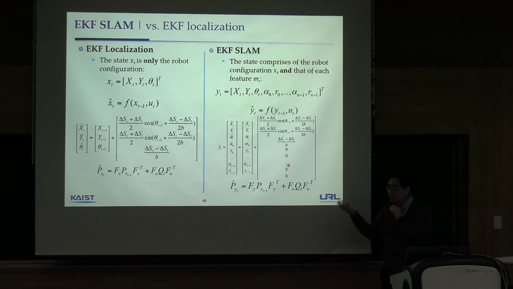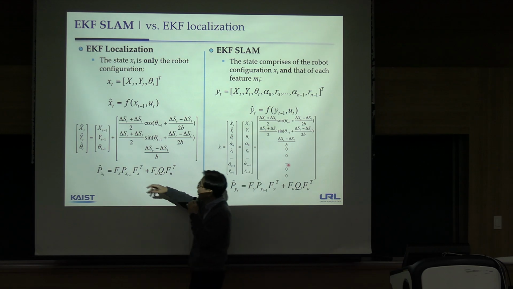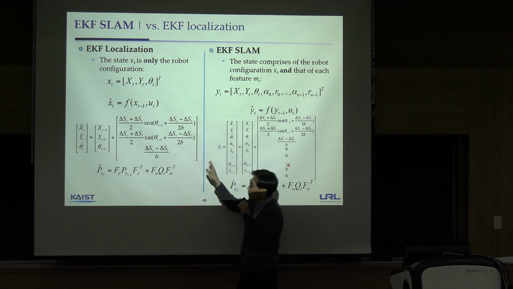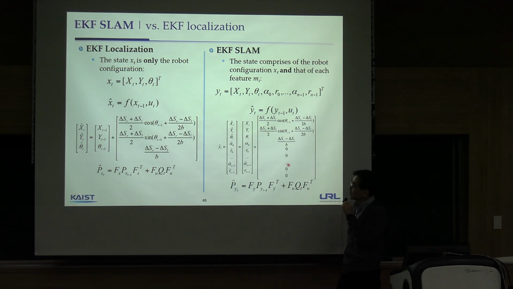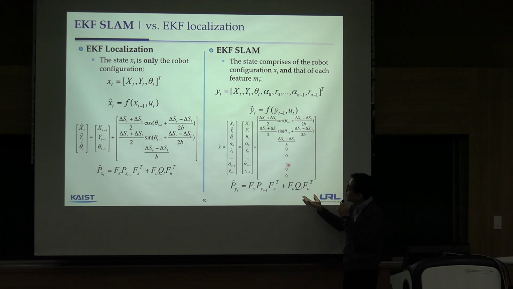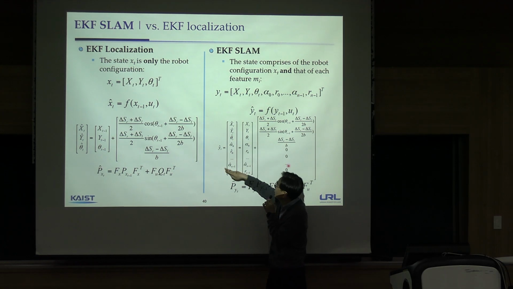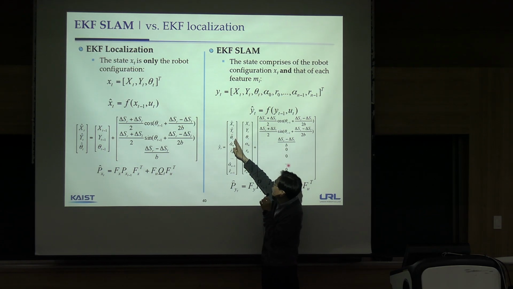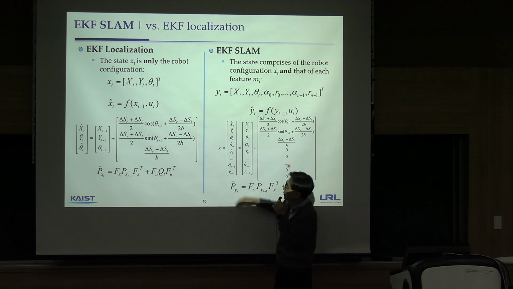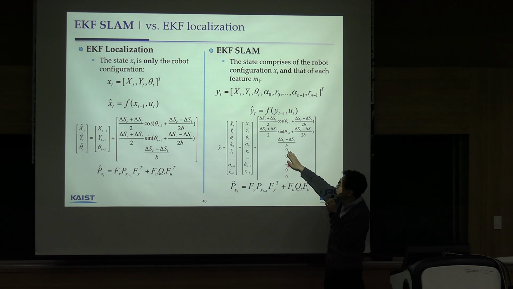So you can compare localization and SLAM. In localization, we are only concerned about obtaining x, y, theta, which will be updated using the EKF equations. But in SLAM, the difference is that we incorporate the landmark information in here, as well as x, y, theta. We have alpha hat, r hat, like here, landmark information. But it's very simple because we add 0.